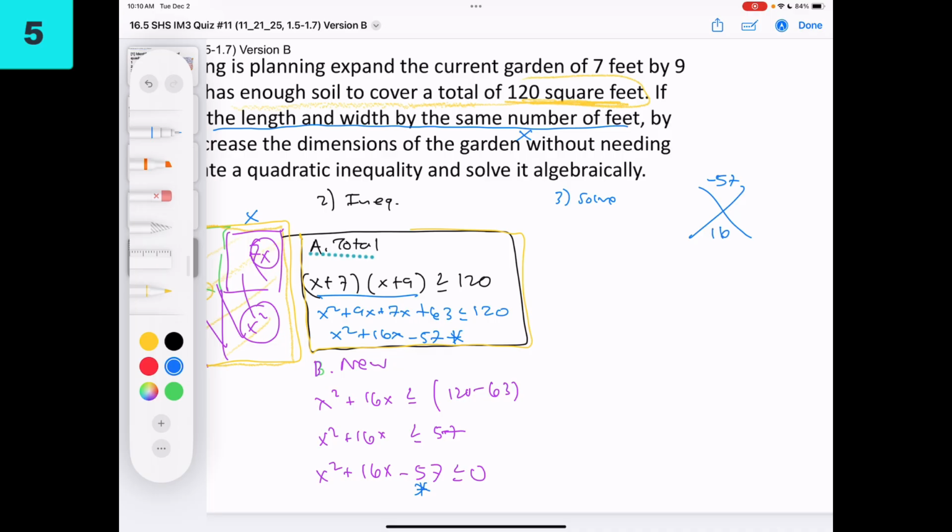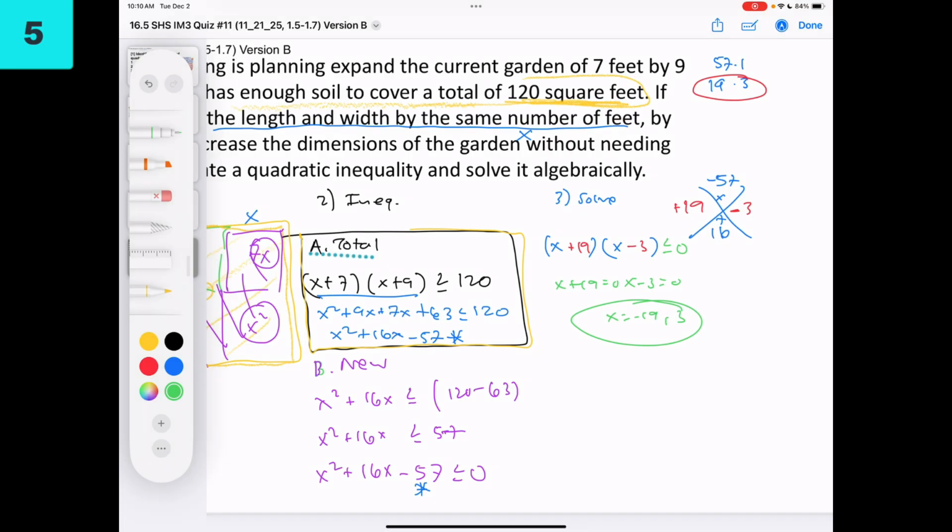Okay, so 57 would be 57 and 1. 2 would not work. How about 3? 3 would work. 3 goes in once, 27, 9. Wait, 19 and 3 is the one I need, and they need to multiply. So I have x plus 19 and x minus 3. Set them equal to 0, and get x equals negative 19 and x equals 3.